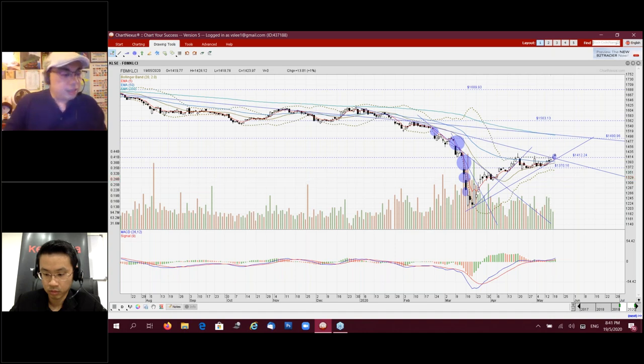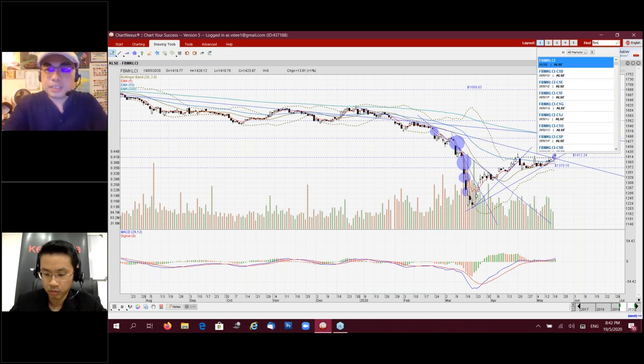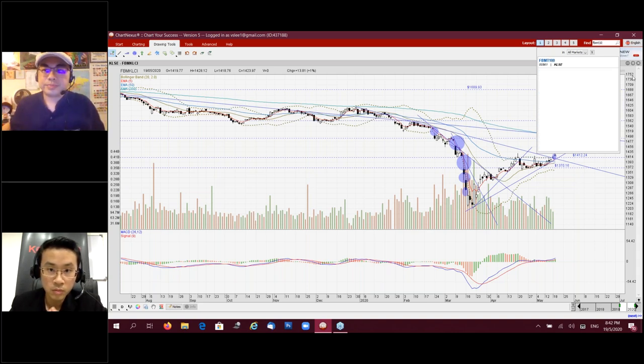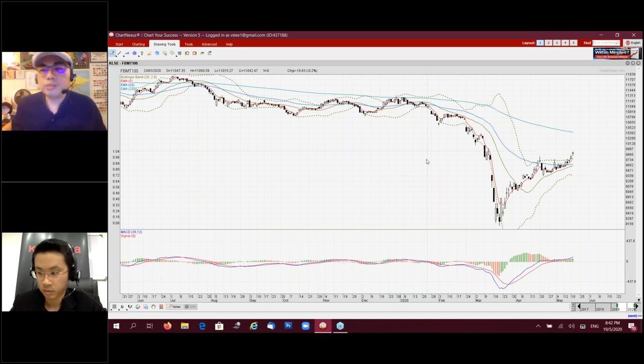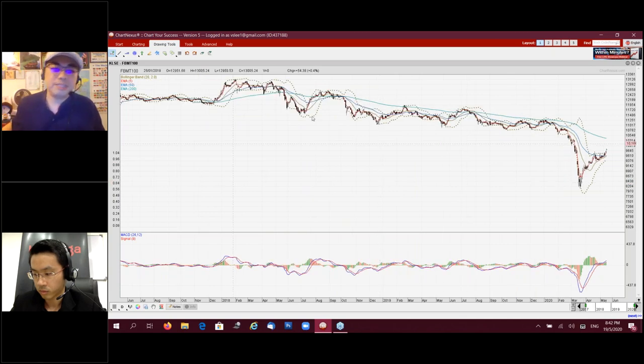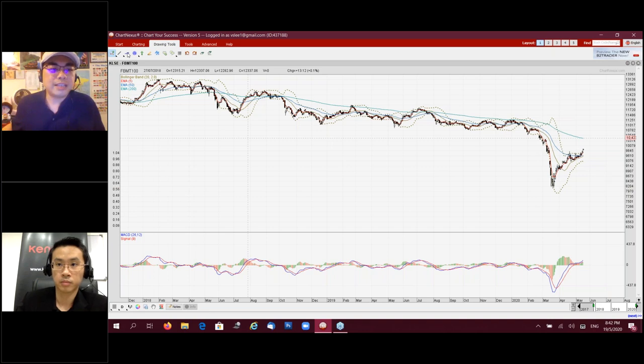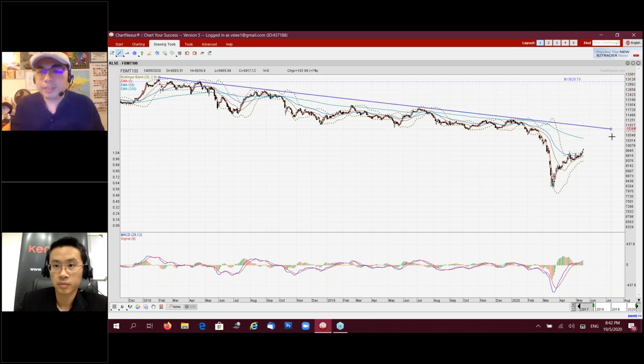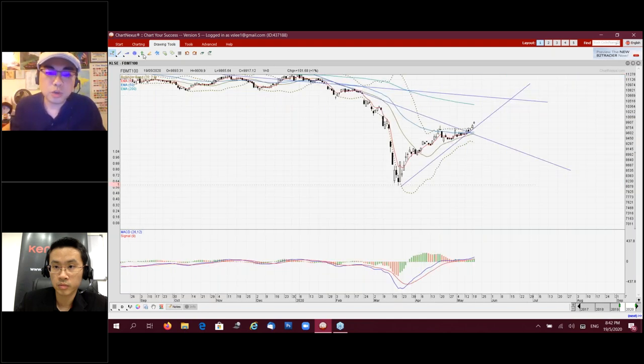So after looking into the KLCI index, we need to take a look at the heavyweight counters. Let's take a look at the heavyweight counters of FBM KLCI 100. So from here, we also can see what has happened to this KLCI. This is a mirror, exactly the same. It's almost identical with the move, of course, because all these are being affected. Whatever happened in the FBM 100, top 100 counters, it will affect the KLCI. So the direction is almost identical.